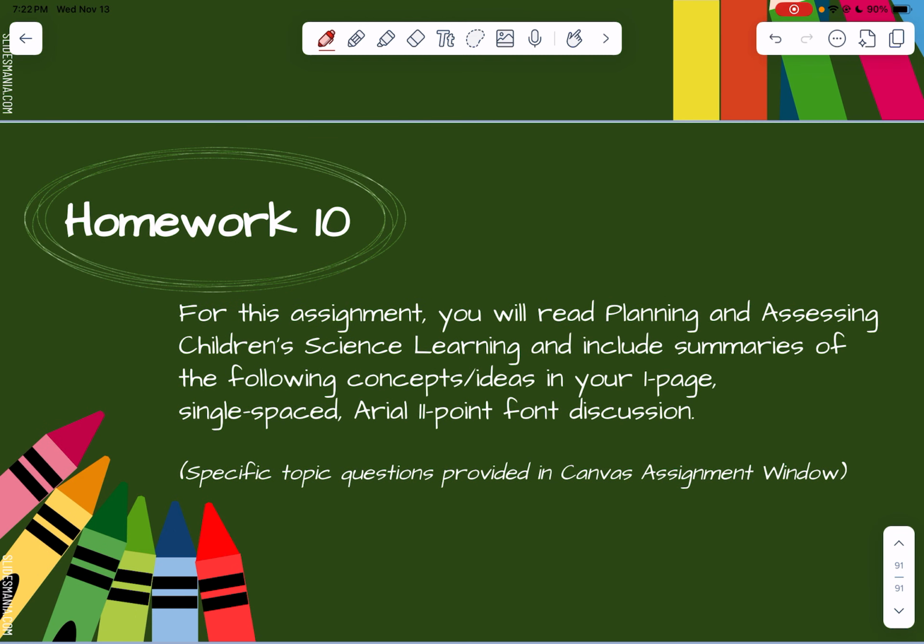And so this week you have one assignment for homework 10, and for this assignment you're going to read Planning and Assessing Children's Science Learning and include summaries of the following concepts or ideas in your one-page single-spaced Arial 11-point font discussion. And the specific topic questions are provided in your Canvas assignment.